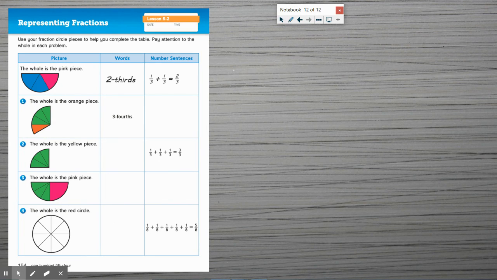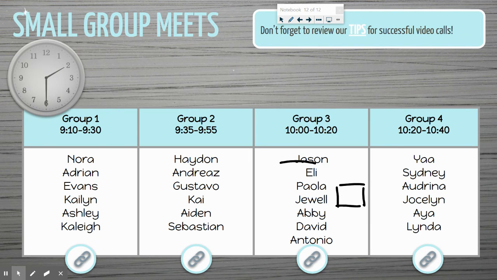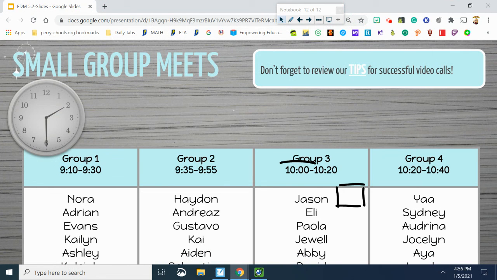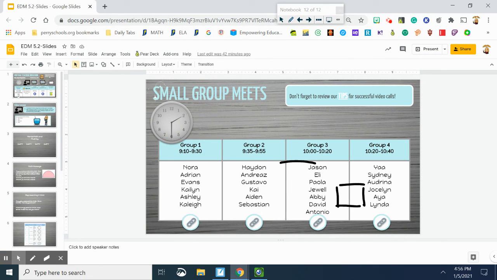You are going to be doing this assignment, this activity, pretty much the same, close to the same in your math journal book. When you get to the IXL, remember you are doing V9, and I want you to at least get an 80. This will help you with your practicing of your fraction circles. So you've got IXL, you've got HomeLink, you've got your math journal. All of those things need to be completed for today, and we will continue working on fractions.